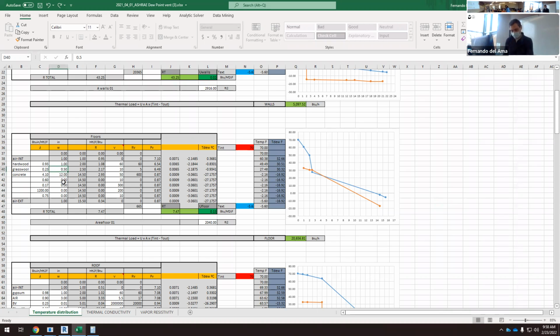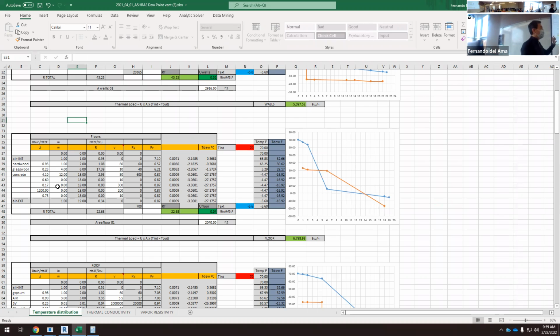So for the glass wool, let's try 5 inches. With 5 inches, even with 4 would be enough. Yeah, 4 inches, it would be enough. 4 inches of glass wool, we have more than 20. We have more condensation risks. The thinner the thermal insulation, the more the condensation risk.